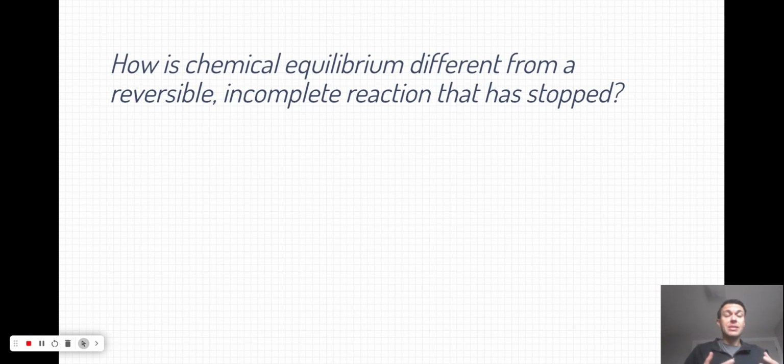Recall that we define chemical equilibrium as a state which is macroscopically static, as in the composition of the system does not change, but on the atomic molecular level, it is dynamic. The forward and reverse reactions are still occurring, but at the same rates.